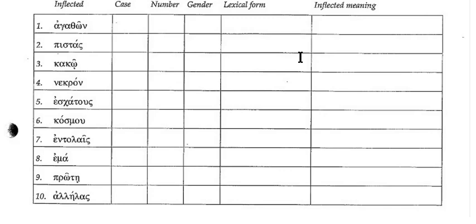All right. So let's just start with agathon as an example here for number 1. Agathon. So, does anybody know what the lexical form of agathon is? Ah, yes. Agathon. And we'll just jot that down here.